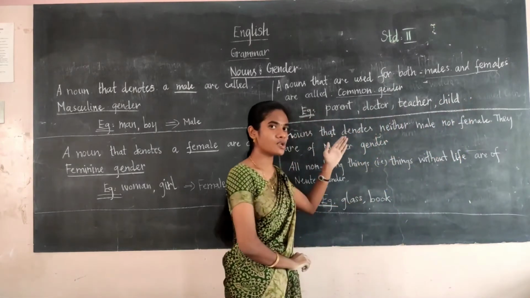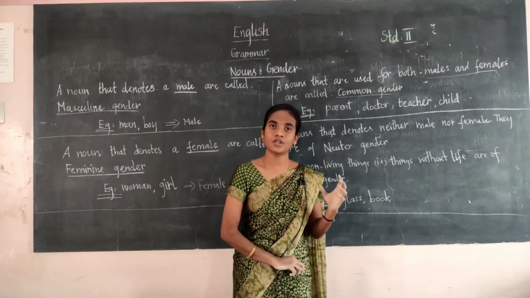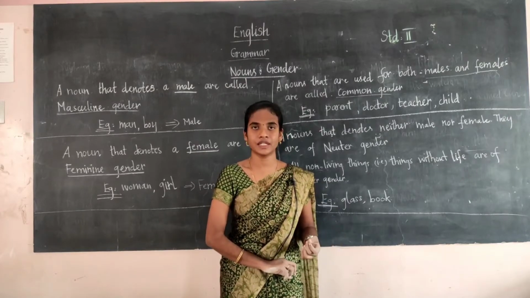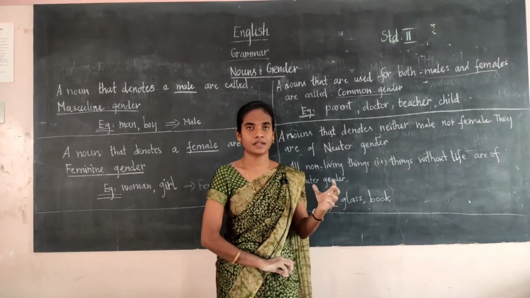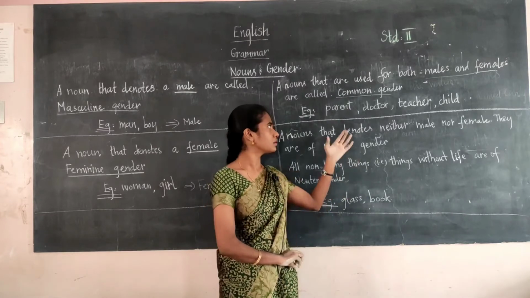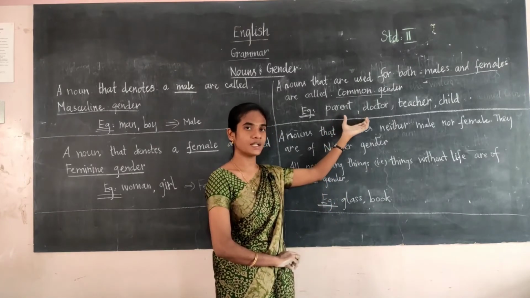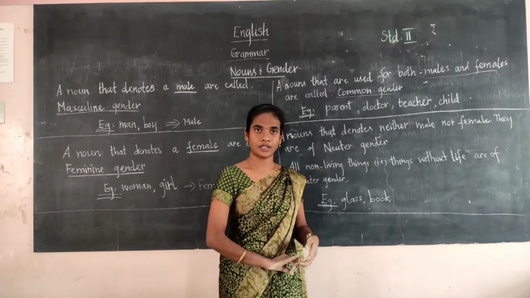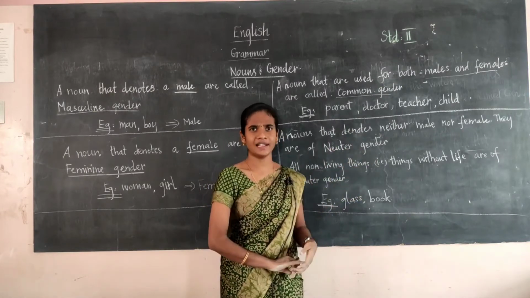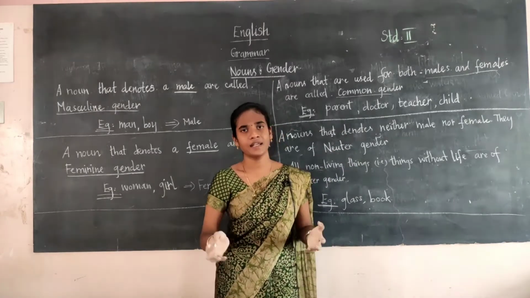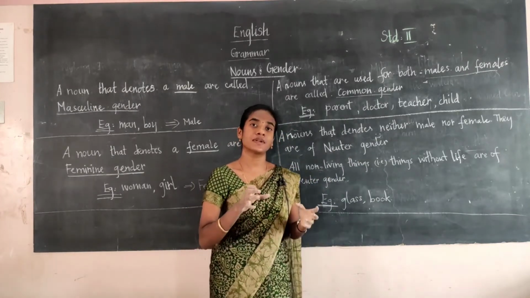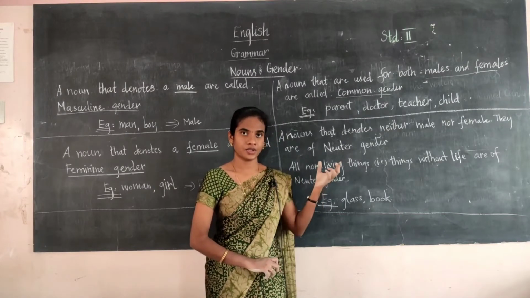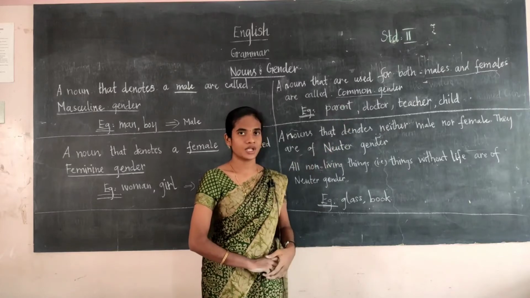Like this we can go on saying that the nouns that are used for both males and females are common gender. Examples: teacher, doctor, parent, child, police, etc. The nouns that can be used for both male and female, for that we use the term common gender.